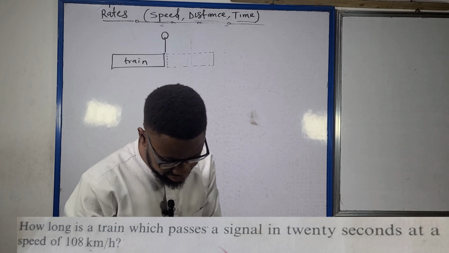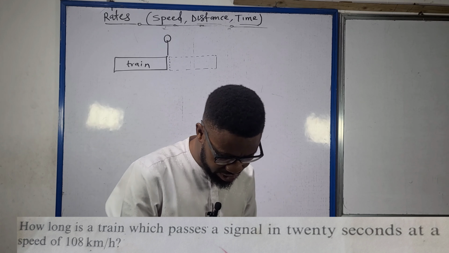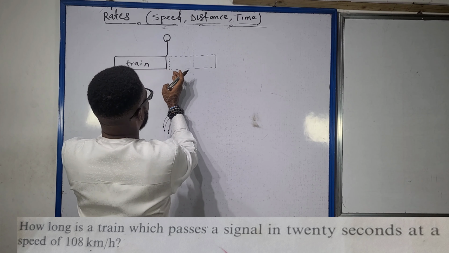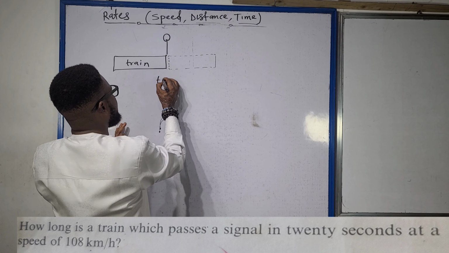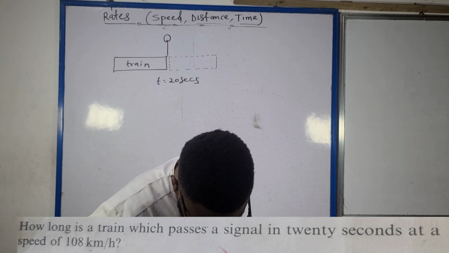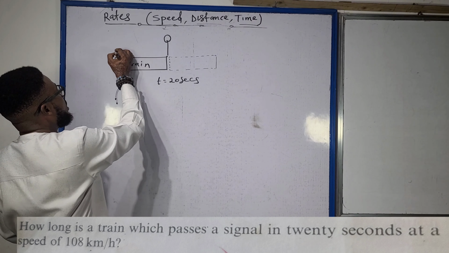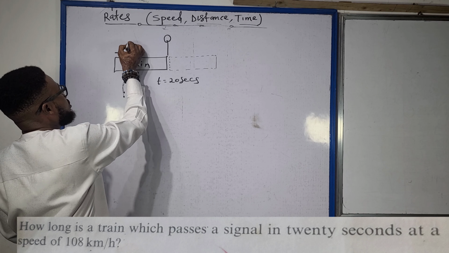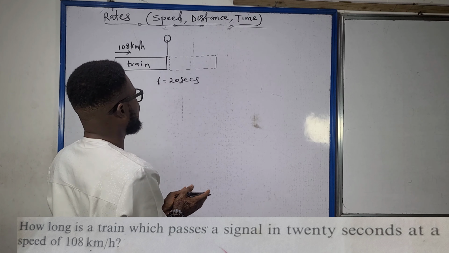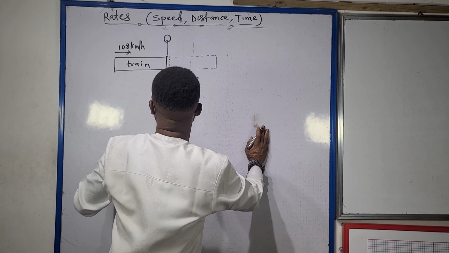So the question says, how long is a train which passes a signal in 20 seconds? Okay, so it's going to take 20 seconds for this train to pass this way. So the timing is 20 seconds. But I was told that this train is moving at the speed of 108 kilometers per hour. How long is the train? That is the question. So the train is basically moving its own distance.